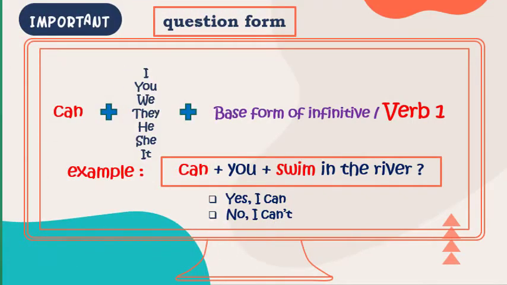Now let's have a look at the question form. In a simple way, you can just put the modal verb can at the beginning of the sentence. Let's have a look at the example. Can you swim in the river? You can answer by yes, I can, or no, I can't.